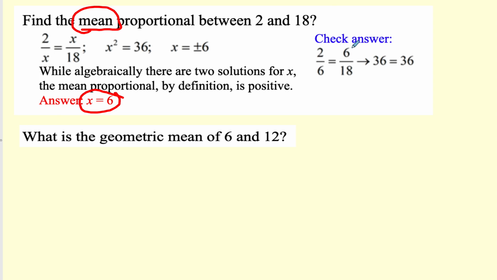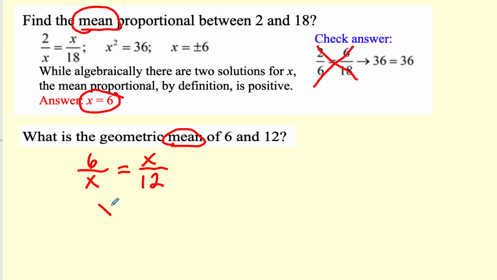And if you want to check your answer, put 6 here and 6 here, and you can see that when you cross multiply, the answer is 36. Okay, let's go ahead and do a problem here. I am going to set up my proportion. It's asking for the geometric mean, so the mean values are not known, so I'm going to call them x and x. They're both the same. And then I'm going to say 6 and 12.